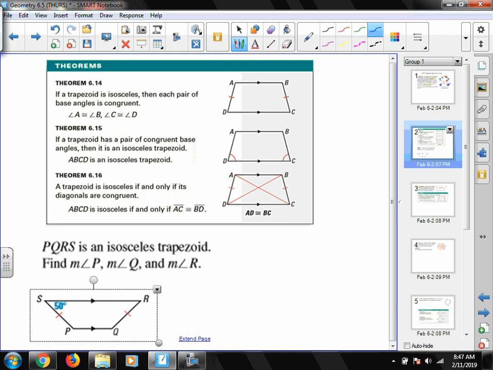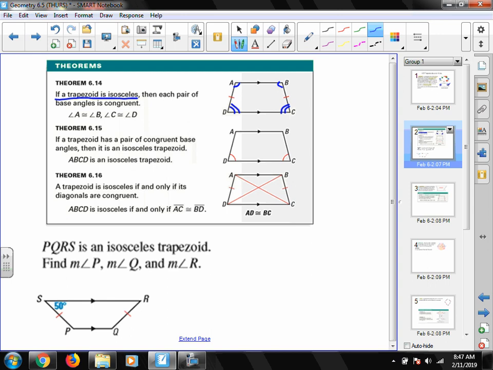We've got a couple theorems that go along with trapezoids. If a trapezoid is isosceles, then each pair of base angles are congruent. So angle A is congruent to angle B. Angle D is congruent to angle C. Big thing here: the trapezoid has to be isosceles. If it's not, it's a little different there.